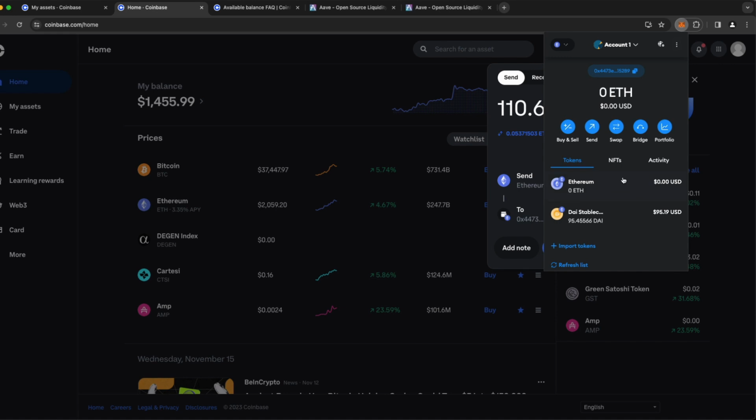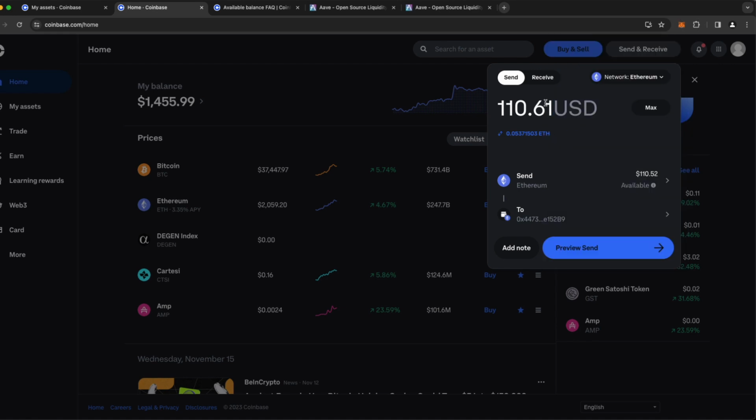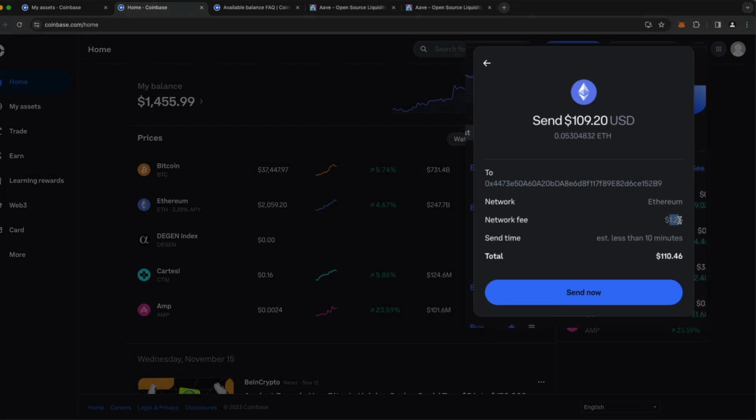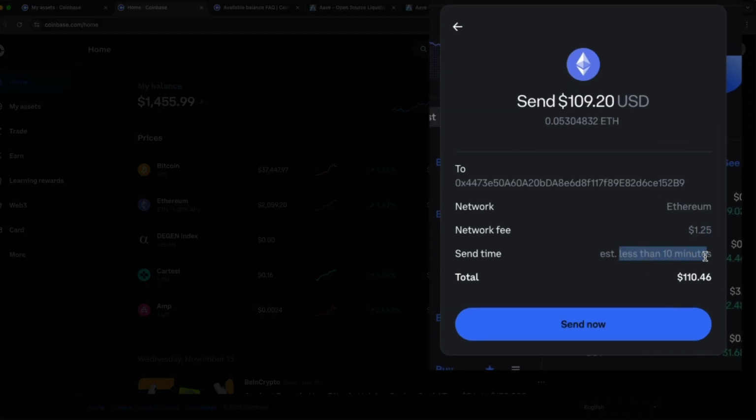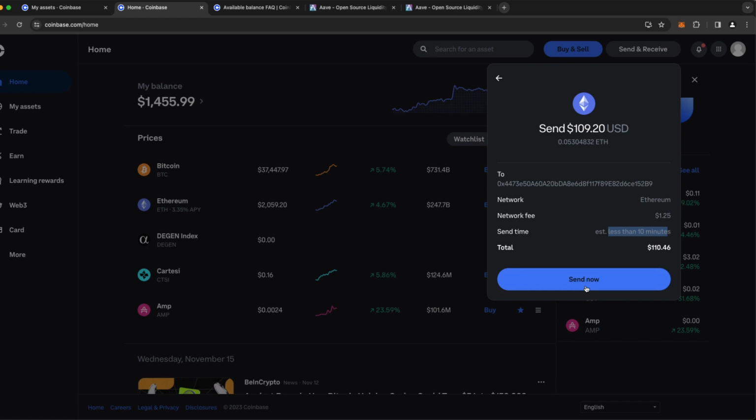Now you're going to see, we're going to put the Ethereum here. It says 0. We want to send this from Coinbase over to our MetaMask wallet. So I'm going to go preview the send. You're going to see that they're going to charge me another $1 in fees to transact this. It's going to take up to 10 minutes potentially. So let's go ahead and send that.